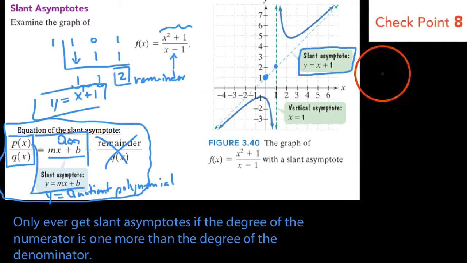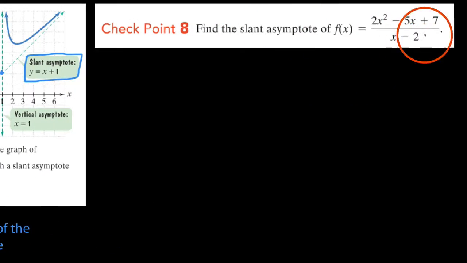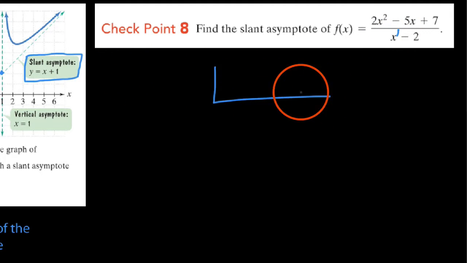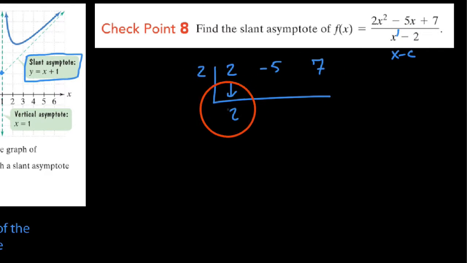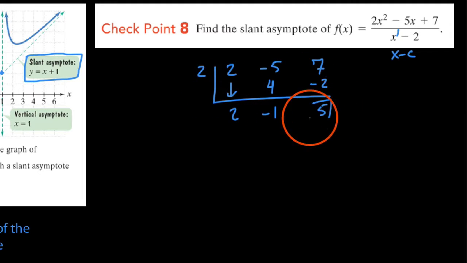Go for the quotient. So for this example, it says find the slant asymptote. We have the second degree divided by first degree. I know this doesn't have a horizontal asymptote because our degree is heavier on the top than on the bottom. So we're going to say our slant asymptote is equal to the quotient of these two things. So I'm just going to put this together. We say 2, -5, and 7. I notice that I can do synthetic division here because I have a divisor of the form x minus c. So, dropping our 2, we get 2 times 2 is 4, plus -5 is -1. Times 2 is -2, and adding these together I get 5, so that's our remainder.